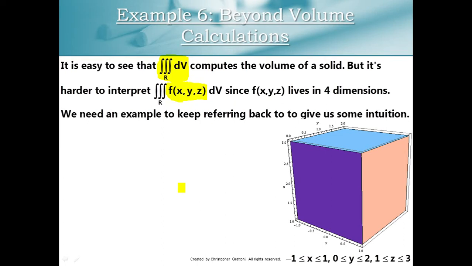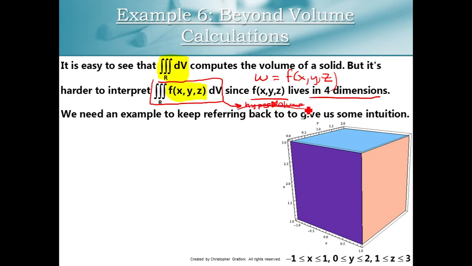Here's the problem. We can't call this a volume calculation anymore. This is no longer a volume calculation. And that's because f of x, y, z lives in 4 dimensions. You can't picture it. This is essentially w equals f of x, y, z. That's a coordinate space that has 4 mutually perpendicular axes. I can't even picture 4 mutually perpendicular axes because that's in 4 dimensions. So instead of thinking of this as a hypervolume calculation, which by the way it is, that's hard to wrap your mind around.